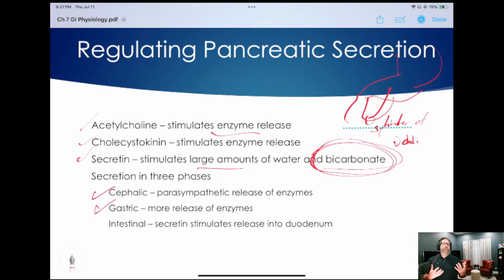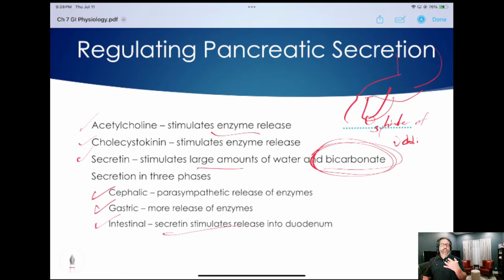The next is the gastric phase, meaning we actually have food now in the stomach, causing expansion of the stomach. Obviously, we know we have food in there. We have to digest it. Let's get our enzymes released so we can start digesting and breaking down our food. The last one is the intestinal phase. What does that mean? Secretin stimulates release into the duodenum. Again, in this phase, we have chyme in the intestine now. It's acidic. We have to neutralize it. And that's where the bicarb in our pancreatic enzymes will neutralize that acid.